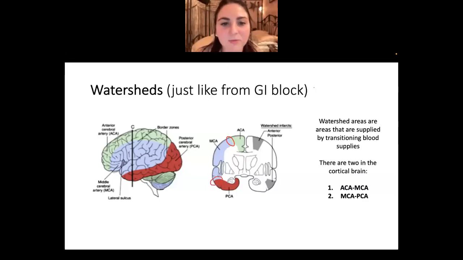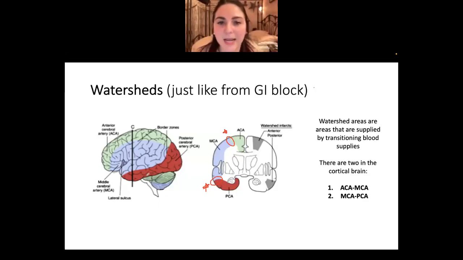These are the areas that are going to be very susceptible to ischemia if you suddenly lose blood, because you get a switch in blood supply. Exactly the same as GI. If you have really good notes on watersheds from GI, go back and read them and remind yourself of them. Those are your classic watershed zones. There's two, and they're in this image here.